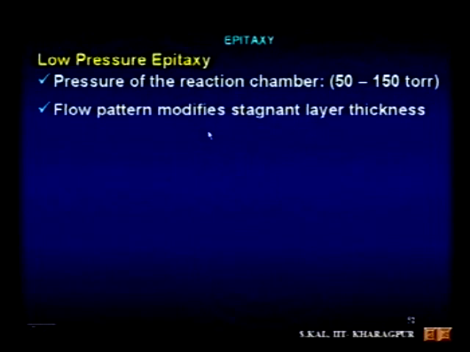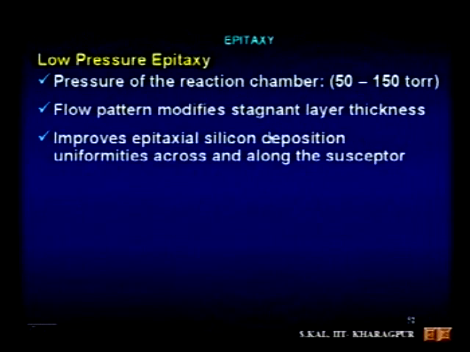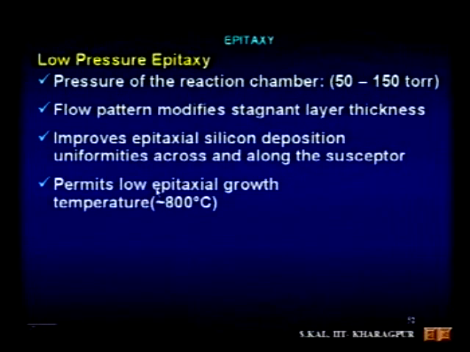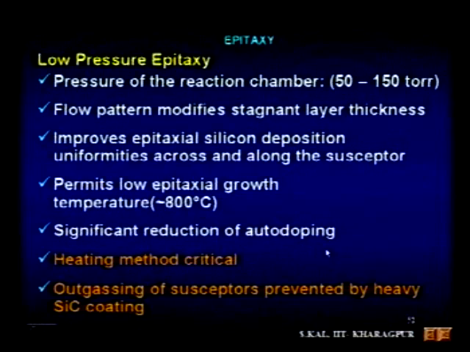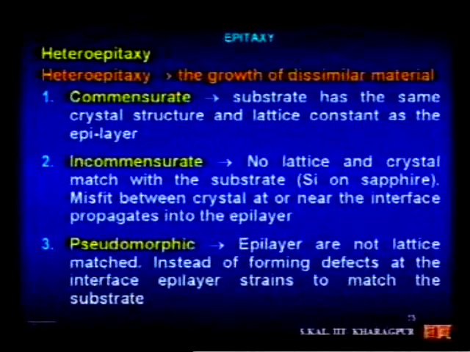And another is low pressure epitaxy, where the pressure of the reaction chamber is 50 to 150 torr. Flow pattern modifies stagnant layer thickness, improves epitaxial silicon deposition uniformities across and along the susceptor, and permits low epitaxial growth temperature. In low pressure epitaxy there is significant reduction of autodoping, the heating method must be critical, and outgassing of susceptors is prevented by a heavy silicon carbide coating.